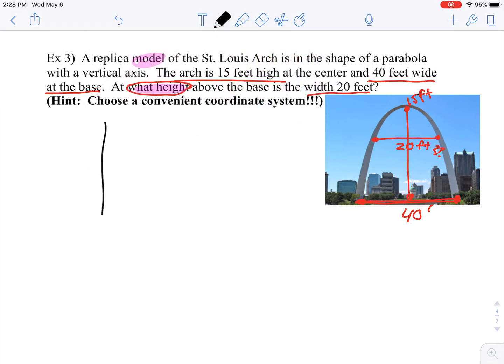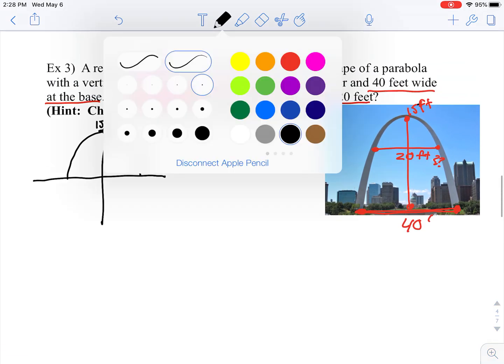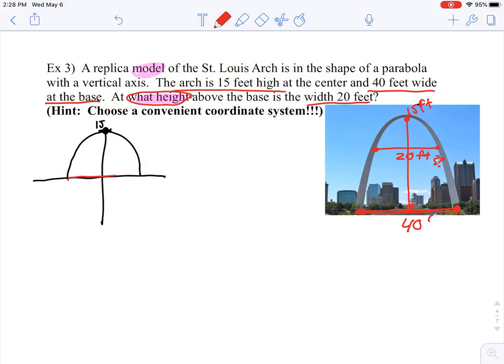So like we did with the last one, we're going to place this on a graph. Again, for simplicity's sake, I want to keep it kind of centered. So I'm going to place it right here so that the vertex is right there on the y-axis. Since the vertex is 15 feet high, I know that this is 15. Since I know that the base of the parabola is 40 feet across, I know that this must be 20 and this must be negative 20.